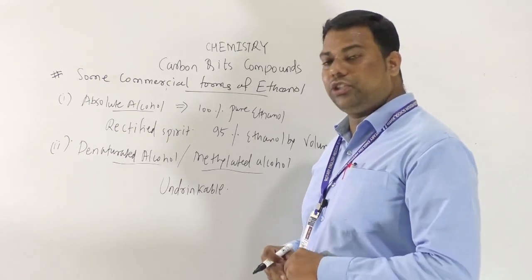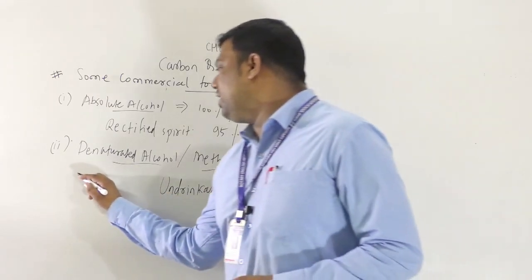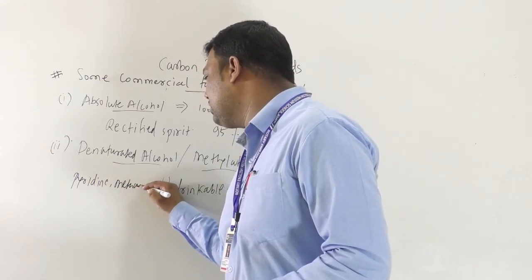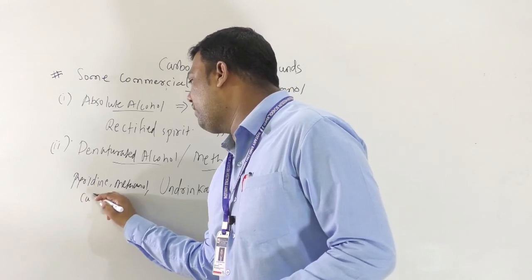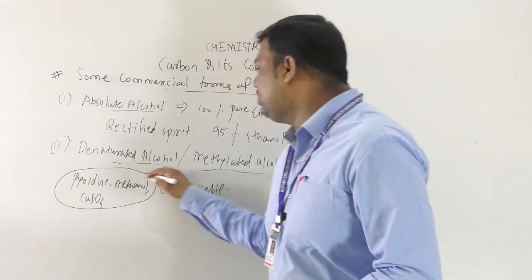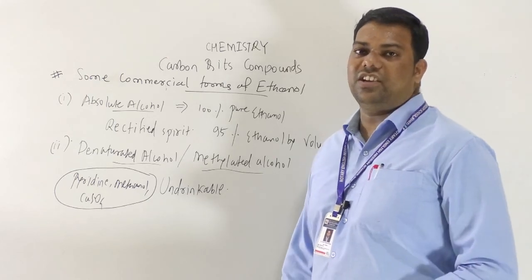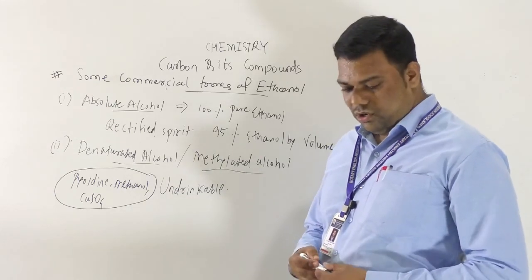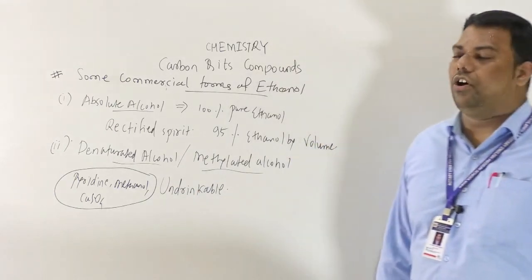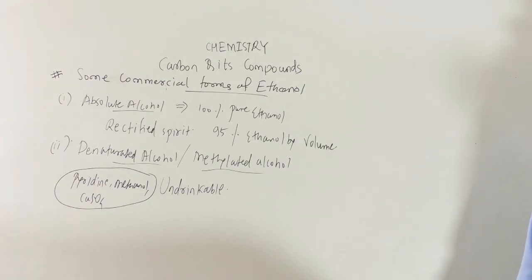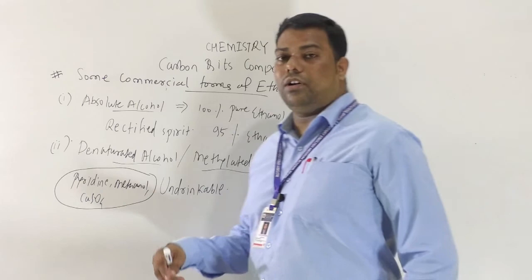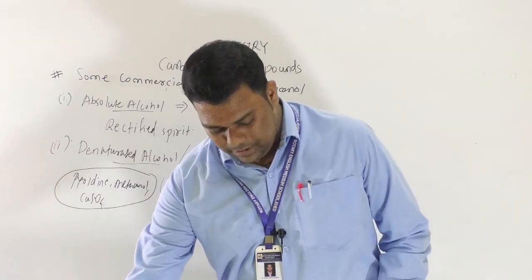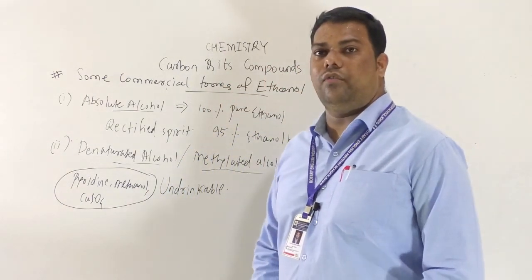And sometimes impurities are also there. Which impurity? Yes, pyridine. Then suppose methanol is there, then copper sulfate. If these constituents are present in that ethyl alcohol, it is unfit for consumption, or undrinkable. We can observe an adverse effect on that particular person. Understood?